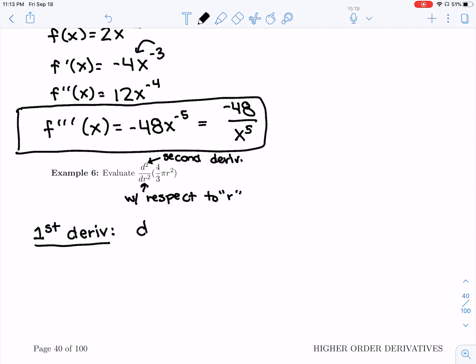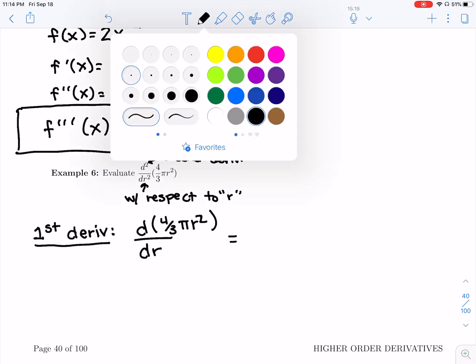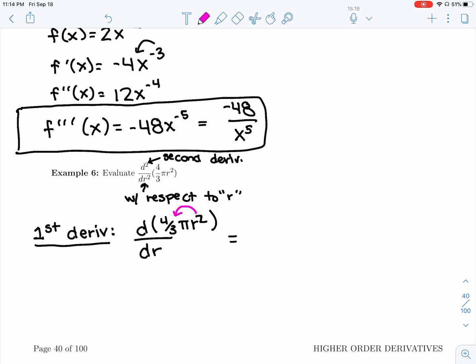So the first derivative would just be d over dr, the derivative of 4/3 pi r squared with respect to r once, just the first derivative. I would just bring down the power and subtract 1 for the new power. It's a fraction, so I'll do it in a couple steps. I have 4/3, and then I bring down the power 2, and pi is a constant as well, so I'm going to keep the pi, and raise r to the 2 minus 1, which is just to the first.